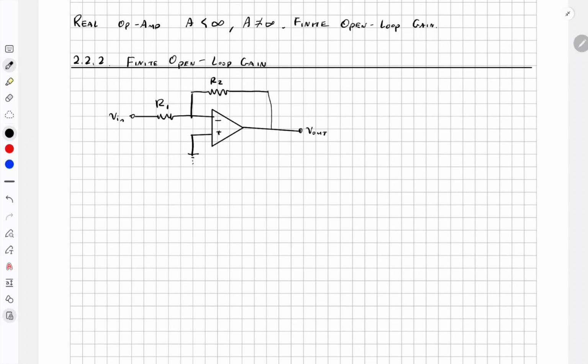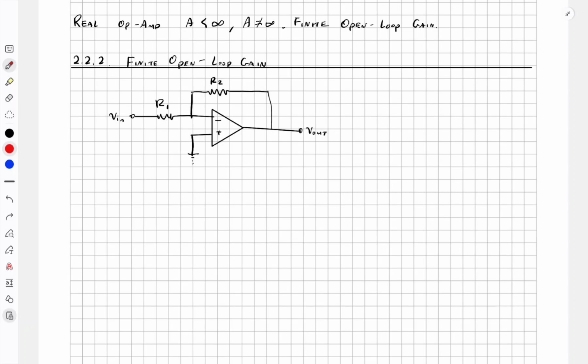Now, because this is a real op amp, we can no longer assume that the voltage at V minus is equal to the voltage at V plus. We can't make the virtual short, the virtual ground, assumption anymore because it's no longer an ideal op amp. Now we're working with real op amps where the open loop gain is finite.